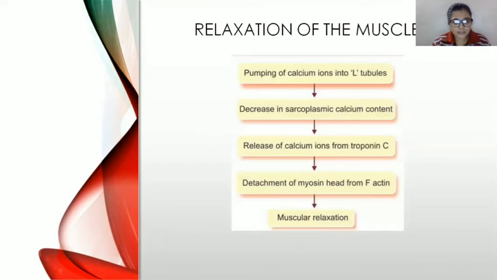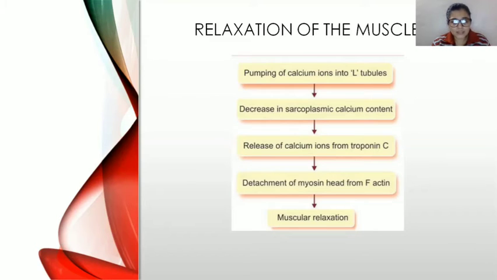Now we're going to see relaxation of muscle. In relaxation of muscle, the calcium ions which were released from the L tubules are pumped back inside the L tubules, due to which there is decreased calcium content in the sarcoplasmic area. This decreased calcium results in the calcium ion being released from troponin C, which ultimately results in the detachment of the myosin head from the F actin, that is muscular relaxation.